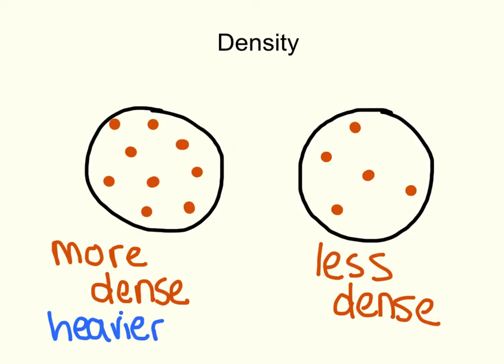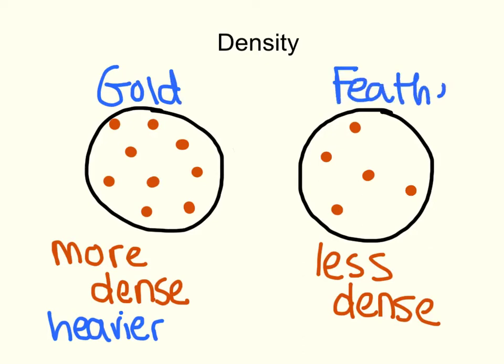If these two items were something like gold and feathers, we would be comparing the same volume of these objects, but as you can see, the gold contains more particles in that amount of space than the feathers. This helps us understand why when we think of gold, when comparing it to something like feathers, we think of it as being heavier than something like feathers. It's simply because gold contains more particles in the same amount of space than feathers.